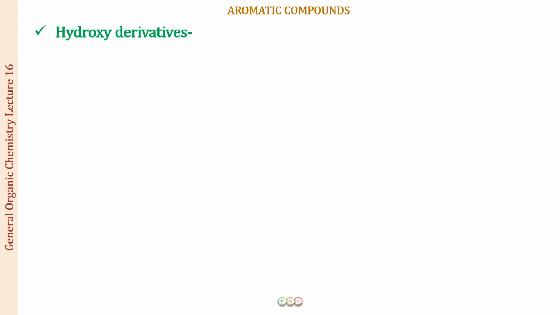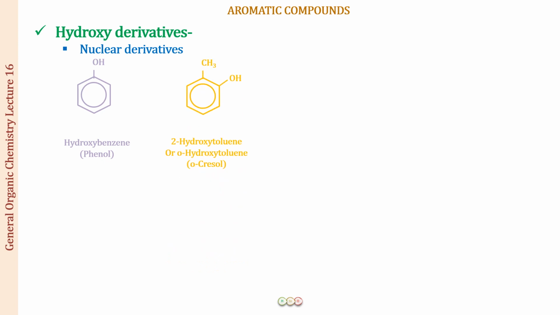The next we have is the hydroxy derivatives, where the functional group is going to be the OH group, and first we have the nuclear derivatives. In the nuclear derivative the first derivative is hydroxybenzene, when the OH group is directly attached to the carbon of the benzene ring, and the common name, which we are going to use more in organic chemistry, is phenol. So whenever we have a benzene ring to which we have OH group directly attached, we will always refer to this as phenol.